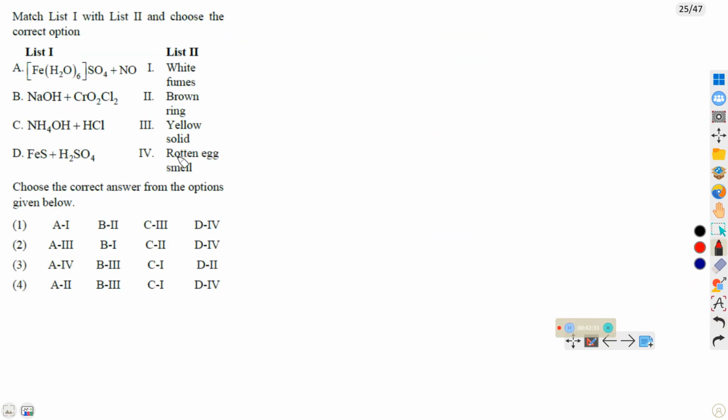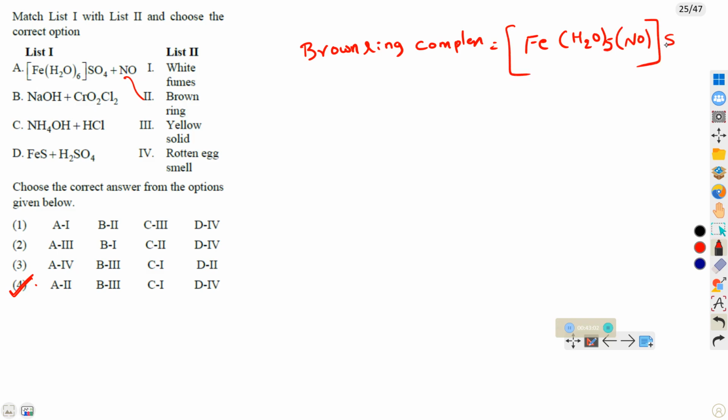Match the following. A. Brown ring complex. Brown ring test. Only one option is there. So, here remember Brown ring complex. Formula is Fe(H2O)5NOSO4. In Brown ring complex, iron exhibits +1 oxidation state.